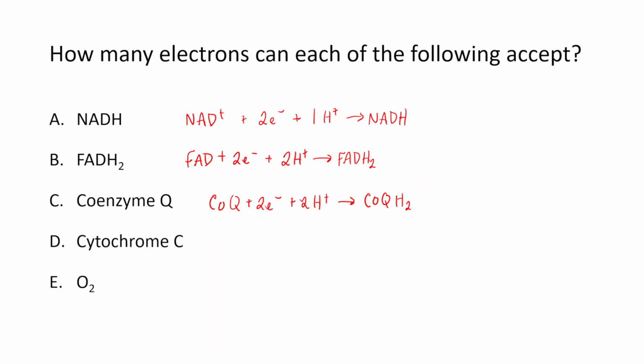All right, how about cytochrome C? Yeah, 1 electron. How many protons does cytochrome C accept? Yeah, that's right. It doesn't accept the protons because the protons get pumped into the intermembrane space.